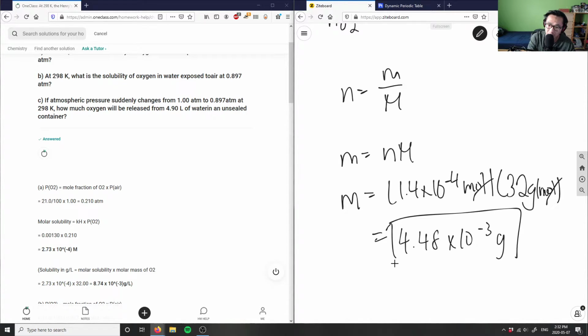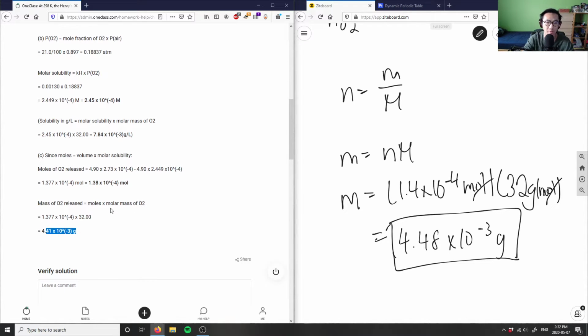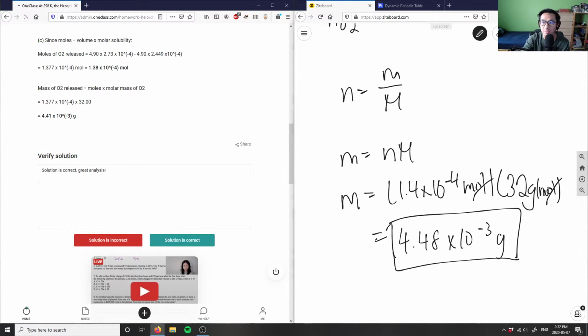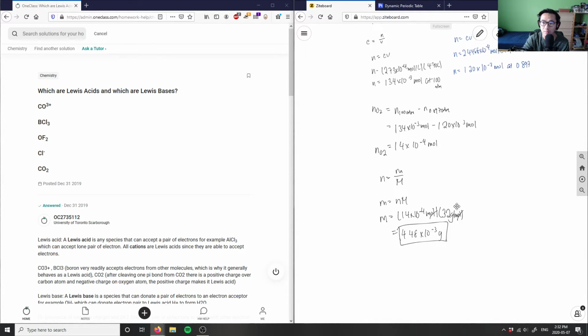This is how much oxygen will be released from 4.90 liters of water in an unsealed container. As you can see, it's almost the correct answer. It's probably some rounding errors, but it's the same magnitude and almost the same number. So the solution here is correct. They probably carried more decimal places than I did, hence why my number is slightly off. But the work here is great.